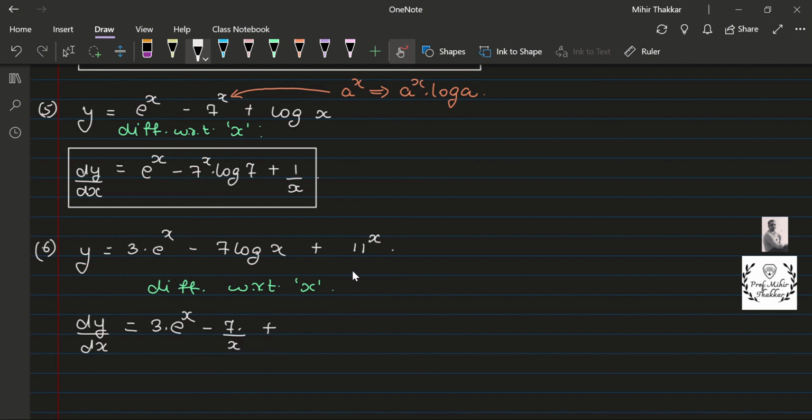Plus, and for the last term, which is a raised to x, again I can say the answer is 11 raised to x into log 11. Is that very easy guys?